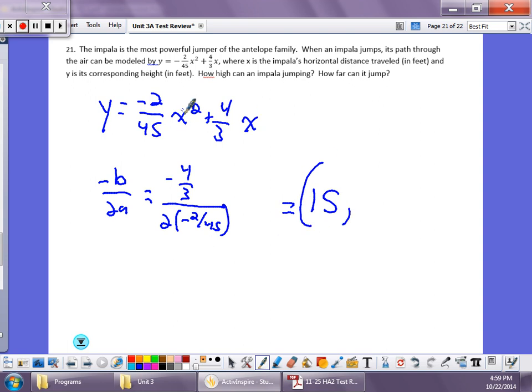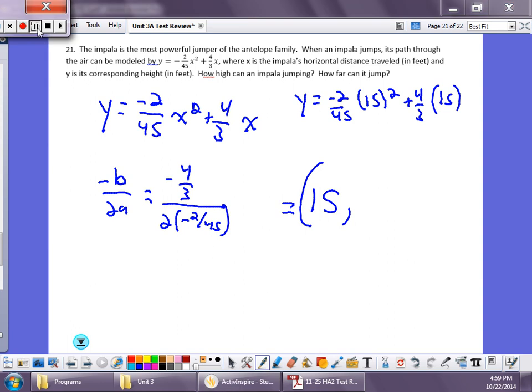To solve for the height, I plug it back into my original, and I would get negative 2 over 45 times 15 squared, plus 4/3 times 15. So I would solve that. And again, the numbers would be very manageable. So the maximum height would then be 10 feet.